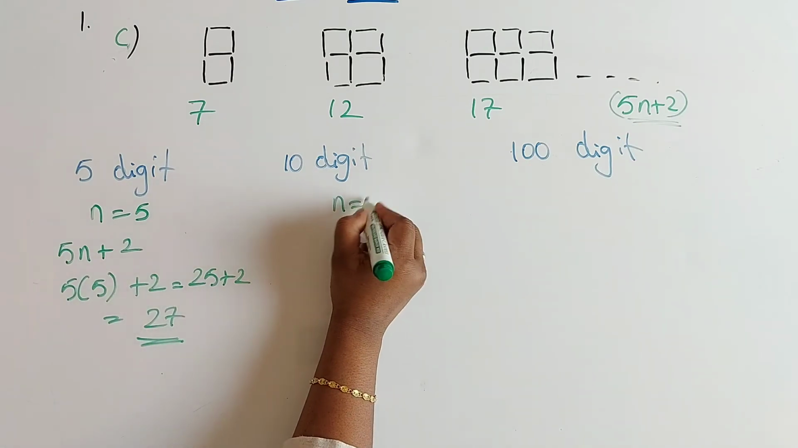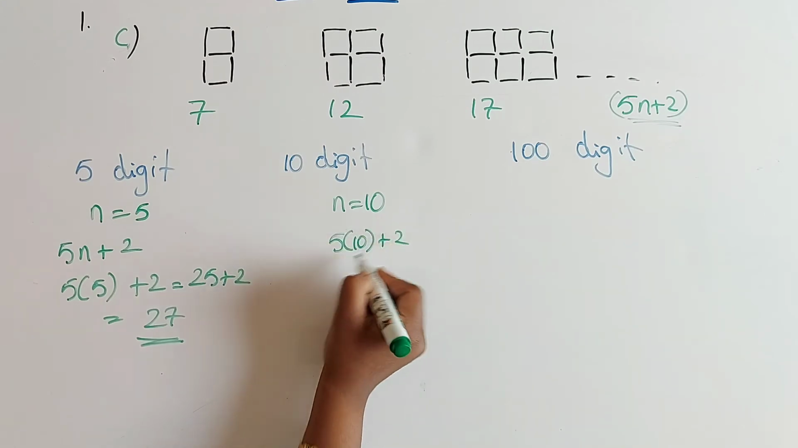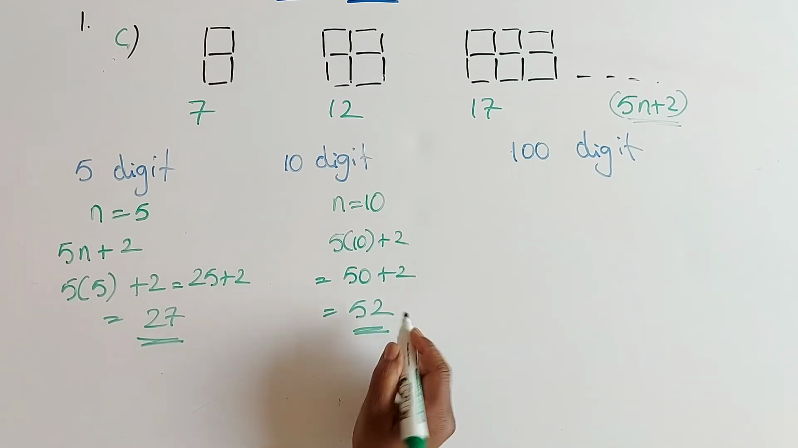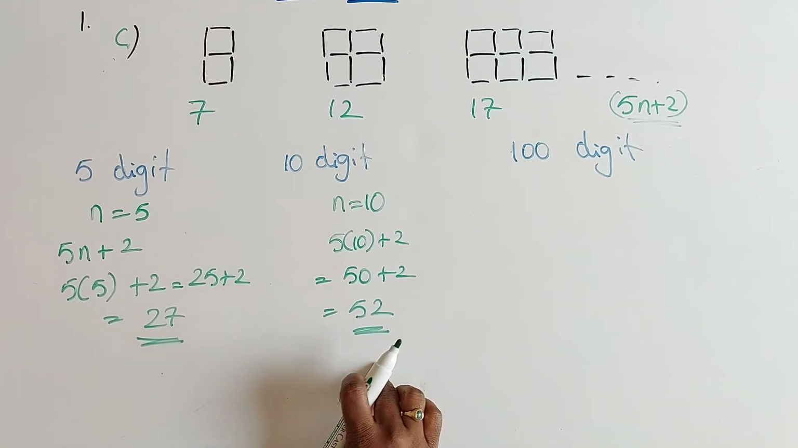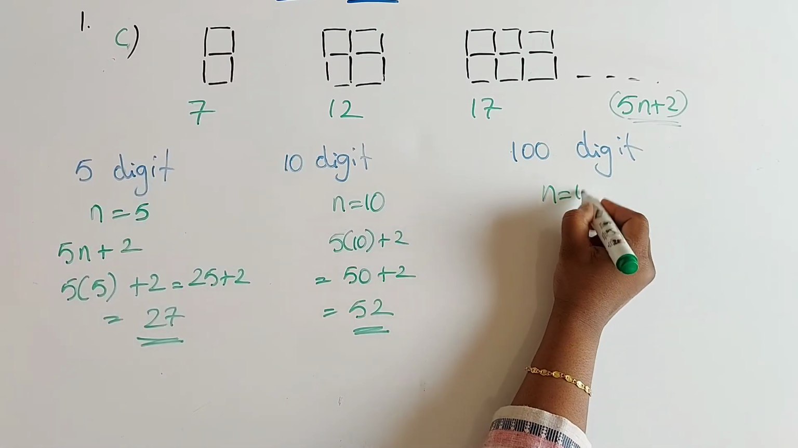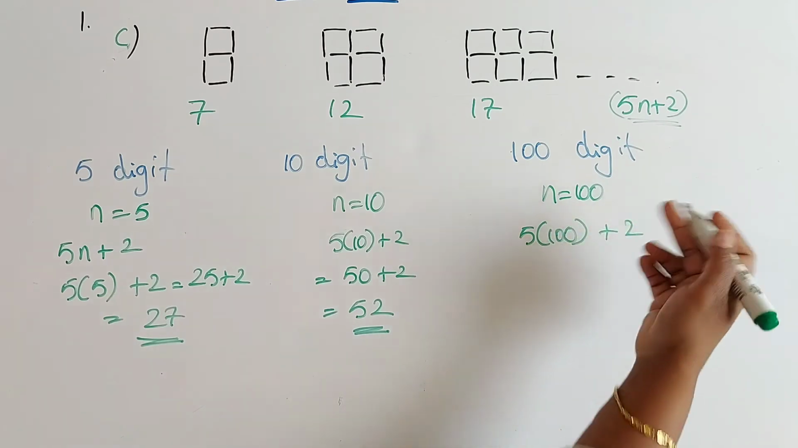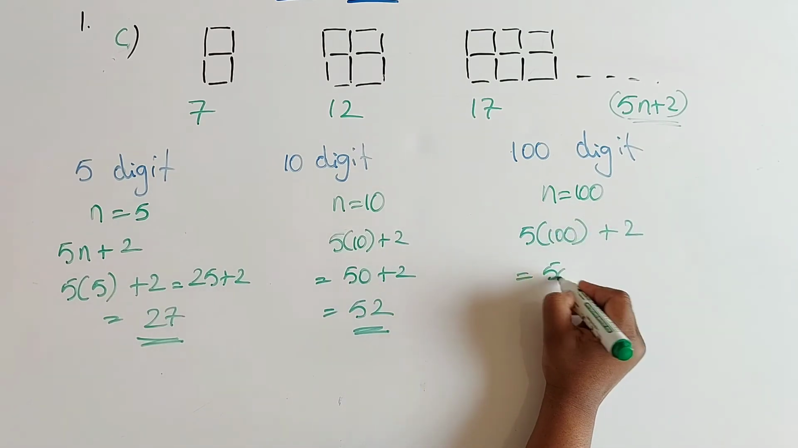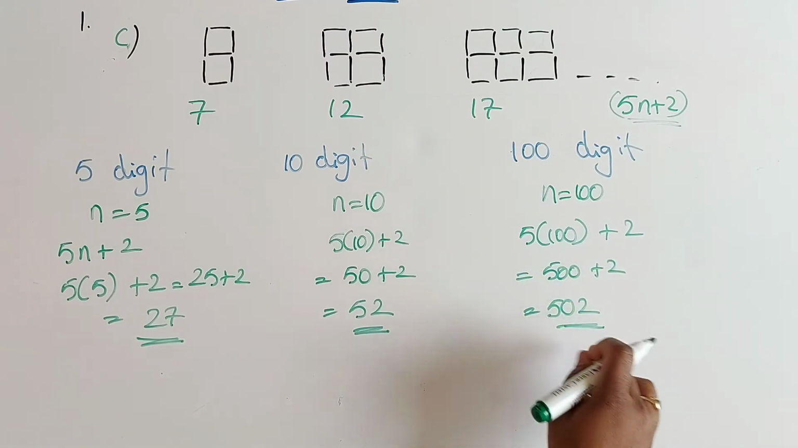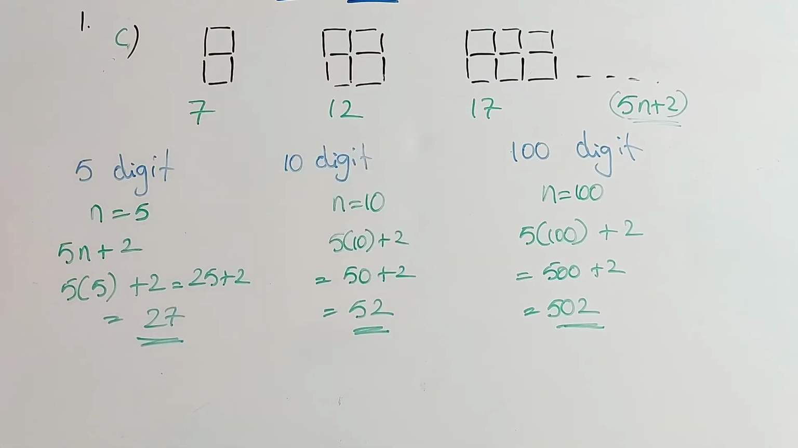Now 10 digit, that means n equal to 10. Use the formula 5 of 10 plus 2. 5 tens are 50 plus 2. That means 52 line segments we have to use to make 10 digit number of same kind. Now n equal to 100, children. 5 of 100 plus 2. In place of n we have to write the number, that's it. 500 plus 2. Now 502 line segments we have to use to make 100 digit of same kind. Right, children?